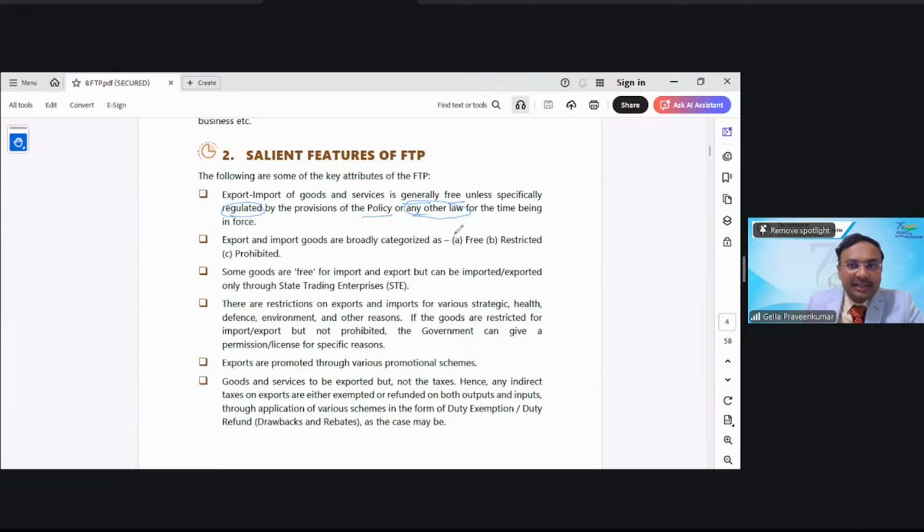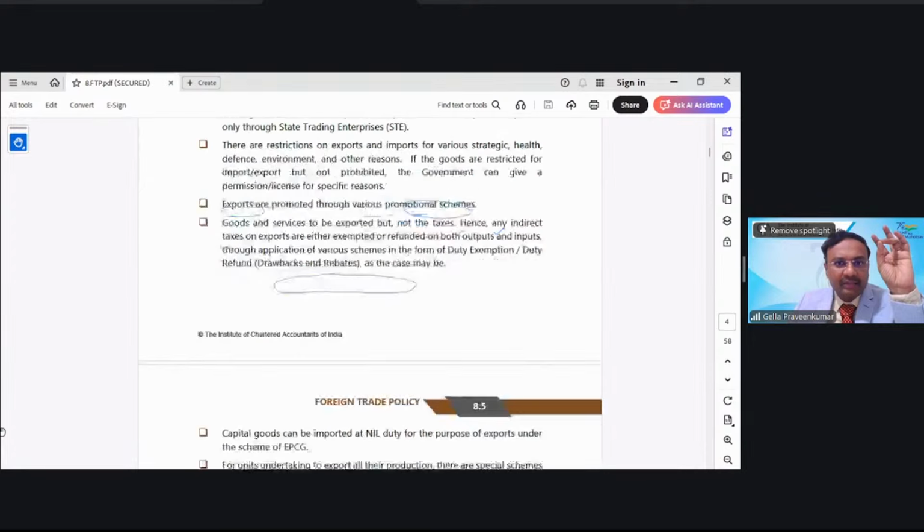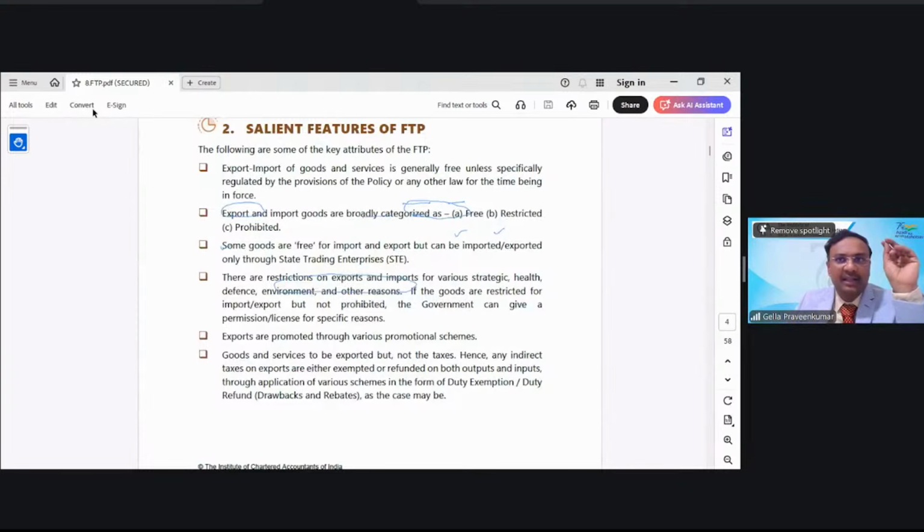So in general, it's free, it's restricted, it's prohibited. Some goods are free for import and export, but can be imported and exported only through a state trade organization, like I was giving the example of FCI, ONGC. Now, if you look at this particular institute material, page number 18.